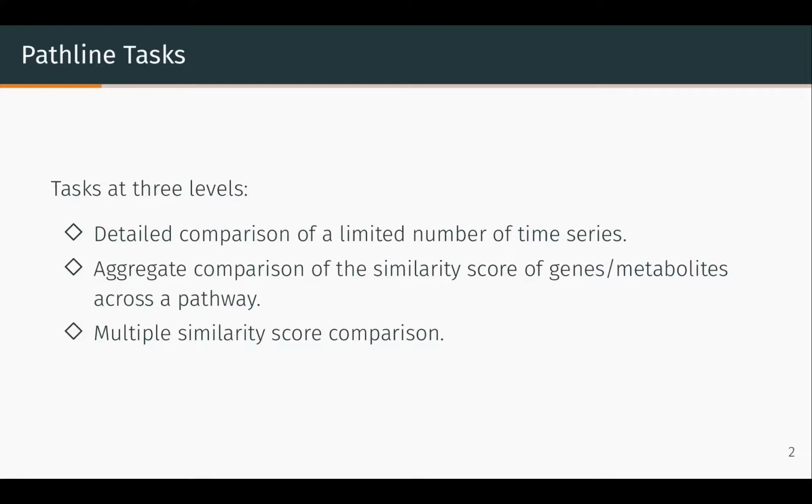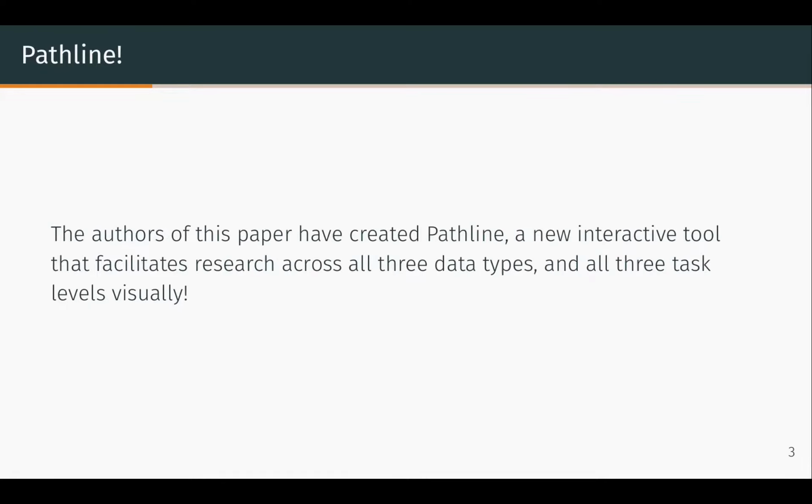There's the detailed comparison of a limited number of time series. There's an aggregate comparison of similarity scores across a pathway, and multiple similarity score comparison. In response to these pressures, the authors of this paper have created Pathline. Pathline is a new interactive tool, and it facilitates research across all three data types and all three levels, and it does so in a very charming visual interface.